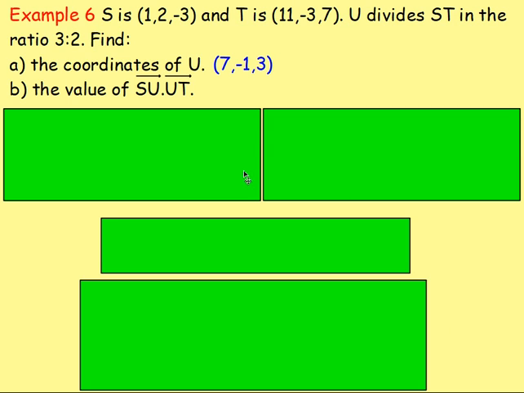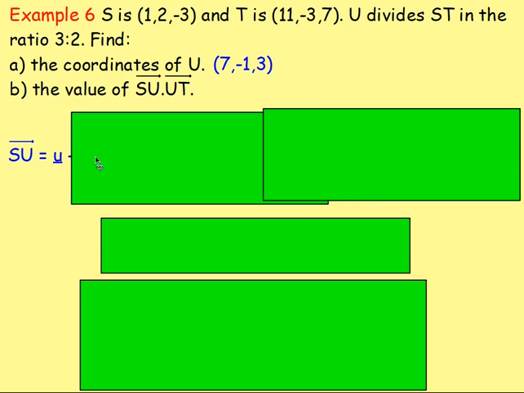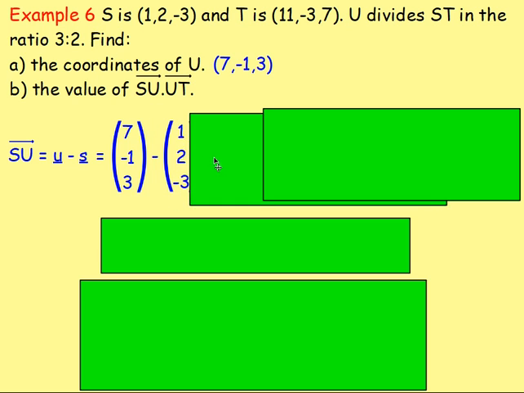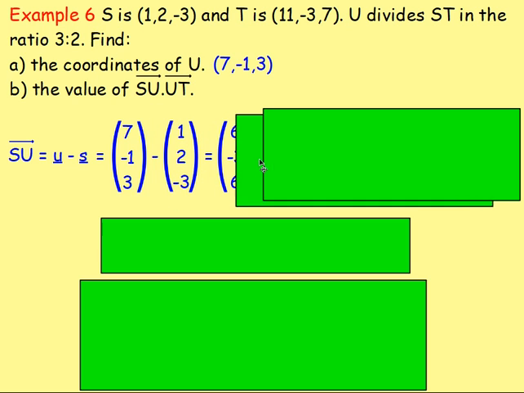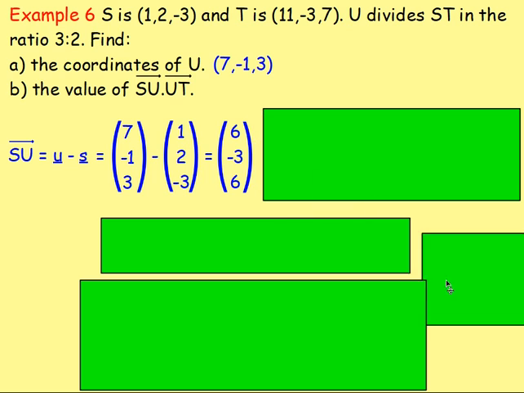So for part B, we want to work out the value of su dot ut. To work that out, well, we already know the coordinates of u. We just worked that out in part A. We've got 7, negative 1, 3. Before we can multiply the 2 vectors together, we need to get the components for su. So su is going to be u minus s. So you've got 7, negative 1, 3, take away 1, 2, negative 3. Working that out, you get 6, negative 3, 6.